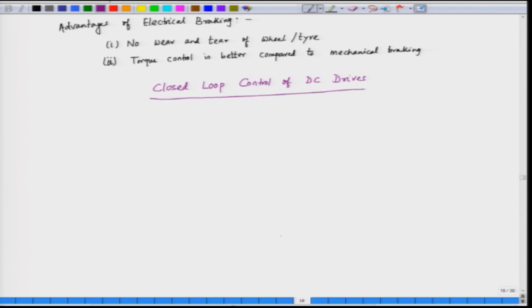Now, usually let us see the block diagram. What we have here is a reference speed, that is omega m star, and we have a summer, and we feed back the actual speed here. Then what we do here, we feed this to a speed controller.